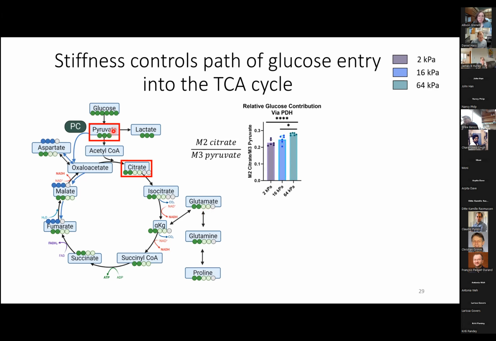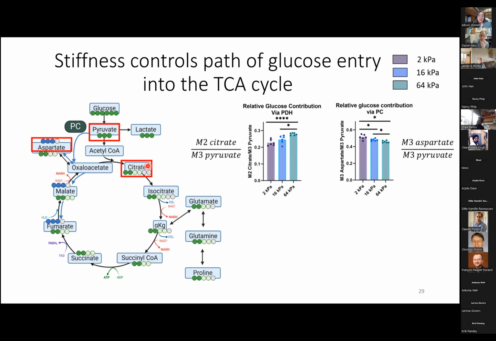So to try to make sense of this, I decided to break it down to try to understand the contribution coming from pyruvate dehydrogenase versus pyruvate carboxylase, and then total glucose contribution to the TCA cycle. So to look at pyruvate dehydrogenase, I looked at the ratio of M2 citrate to M3 pyruvate. And I found that within the softest, there was a decrease in this ratio, suggesting that the contribution through pyruvate dehydrogenase in the softest condition is decreased.